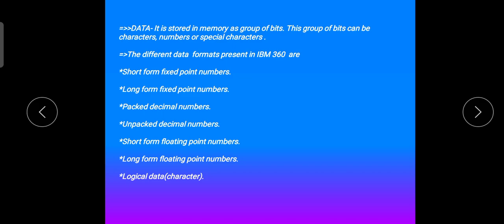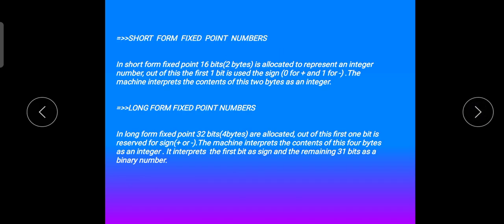The next is data. It is stored in memory as a group of bits. This group of bits can be characters, numbers, or special characters. The different data formats present in IBM 360 are short form fixed point numbers, long form fixed point numbers, packed decimal numbers, and unpacked decimal numbers. Short form floating point numbers, long form floating point numbers. Logical data is also called character data.